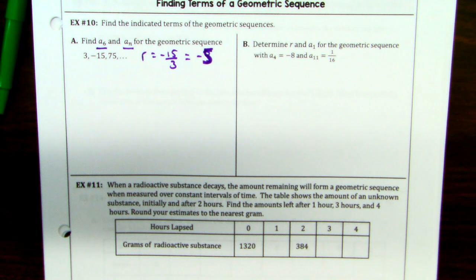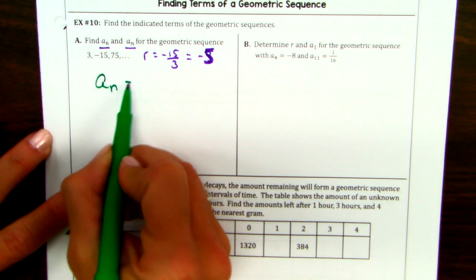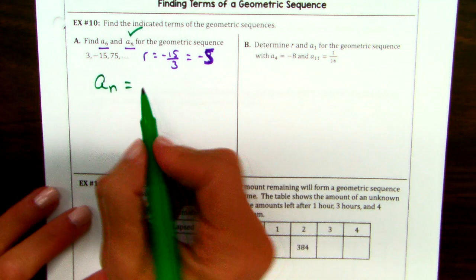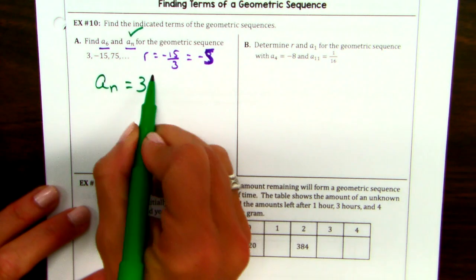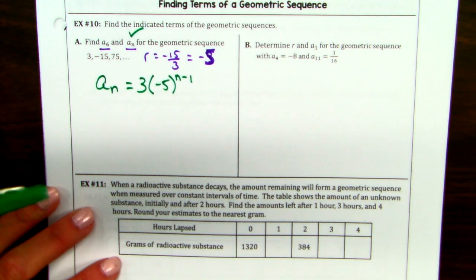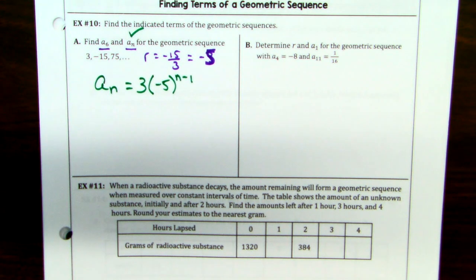Okay? So they want a sub 6 and a sub n. This is just code for write the formula. Formula is a sub n equals. Okay, so that's what we're doing. It's just writing the explicit formula. First term times our R to the n minus 1. So that's a sub n. That's how you find a sub n. Meaning any term you want. You can plug anything in you want.